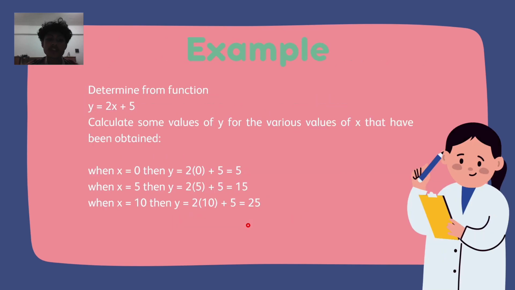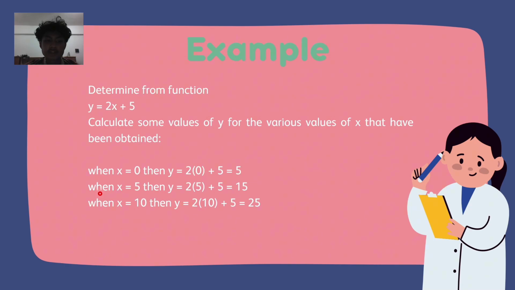Now we go into the example. For the question, y is equal to 2x plus 5. In the question we are told that x is equal to 0. We just put 0 into x. So 2 times 0 plus 5 is equal to 5. So y is equal to 5.